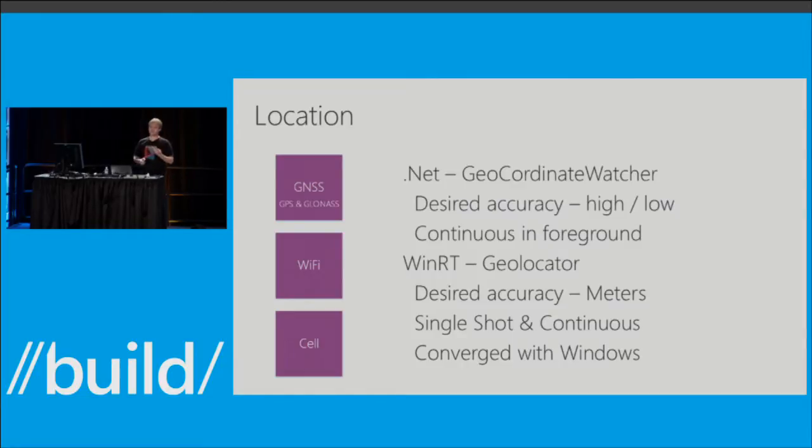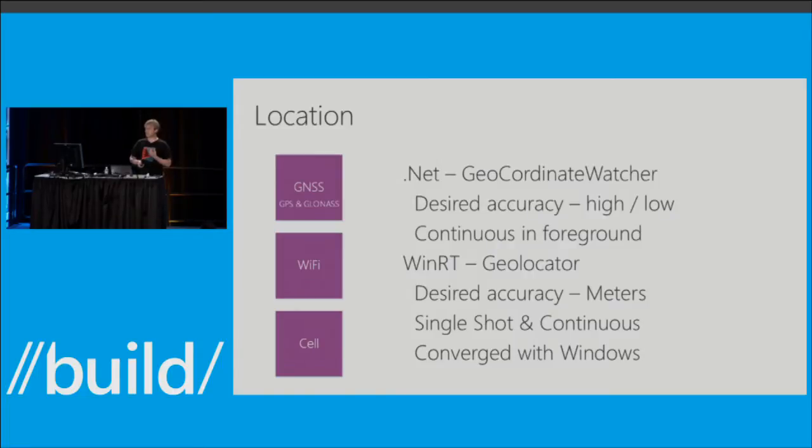So there's 2 APIs to get location from. One is the .NET GeoCoordinate Watcher. For this one, it only works in .NET applications, and your desired accuracy is either high or low. And this one will continuously run in the foreground of your application. And then there's the new WinRT geolocator. And this one's great because you can write the same code and it will target both Windows Phone and Windows. For this one, you can be a bit more specific about your accuracy and give it in meters. And we have 2 different ways of getting a response back. One is a single shot, and another is continuous.